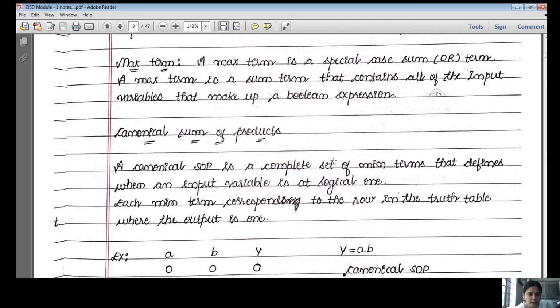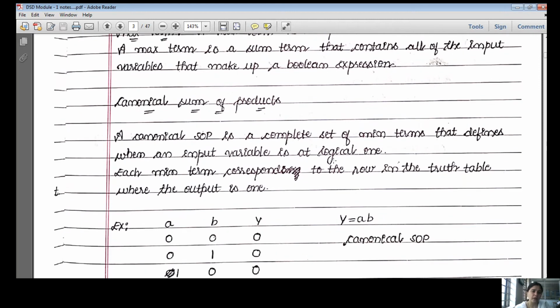Next, coming to canonical sum of product. You'll have one expression that you need to reduce to canonical sum of product. Canonical means it should have the complete input variables. Suppose the input variables are A, B. In that expression, you should have the complete set of input variables. If any one literal is missing, you need to add it. There is a procedure for doing that. So first you understand what is canonical.